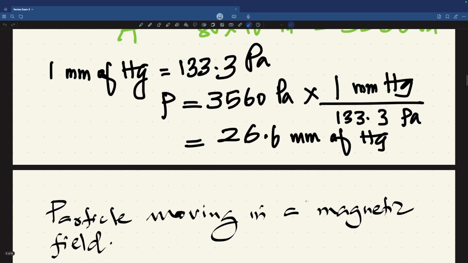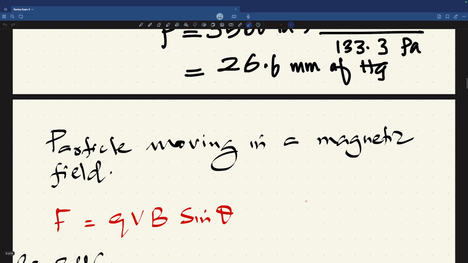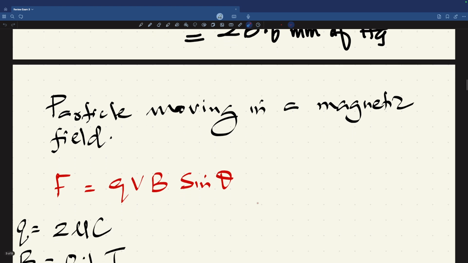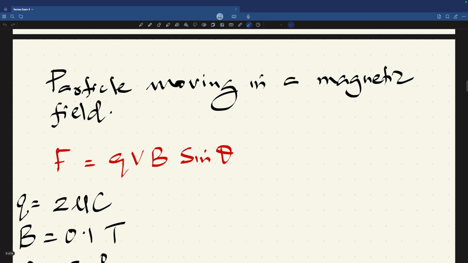Okay, number 2. If a particle is moving in a magnetic field, a force acts on it. This force is given by the formula QVB sine theta. Q is the charge, V is the velocity or speed, B is the strength of the magnetic field, and theta is the angle between the velocity and the magnetic field. So all of these quantities will be given.